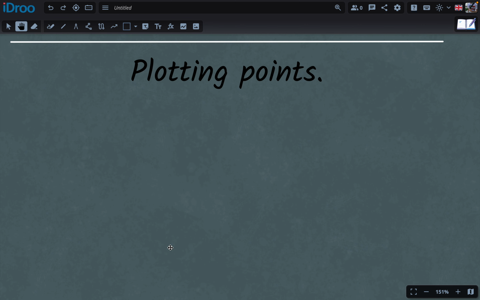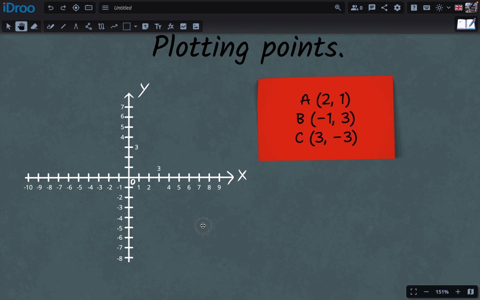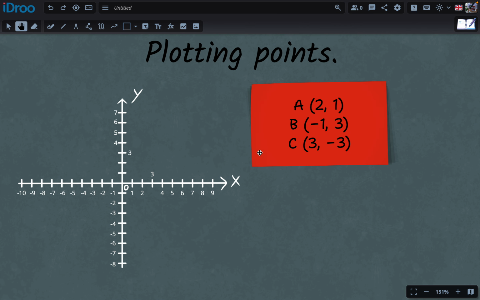Plotting points. Let's plot a few points now. So our point A gives us this plot, and now we need to determine the point. Where is it located? And this is the exact point where it should be. And why is that? It's because we move 2 points right and we go up by 1.